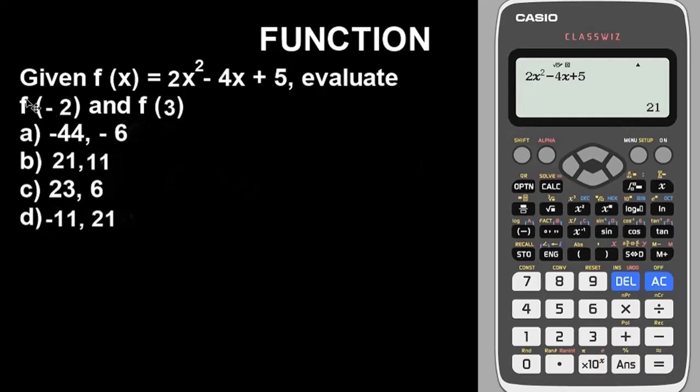Now that's for when x is minus 2, but what about when x is 3? Similar to this, we clear it again and store x as now 3. That's this store and this. So let's input the function again. We have 2 alpha x square minus 4 alpha x plus 5, okay, 11. So you still get the same thing, guys.